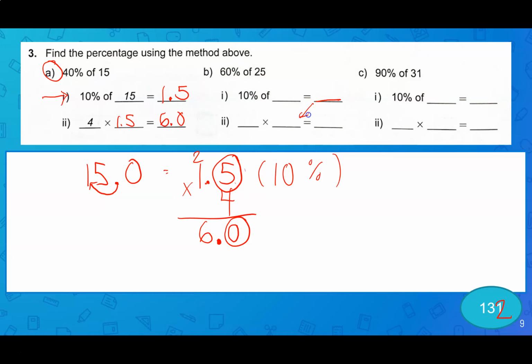So in part B, you're going to start by finding 10% of 25, and this answer here will be transferred down to the bottom row because we know to find 60%, we can multiply our answer to the first part by 6. Repeat that for part C. Here you're finding 90% of 31. So once you find 10%, you're going to multiply that by 9.